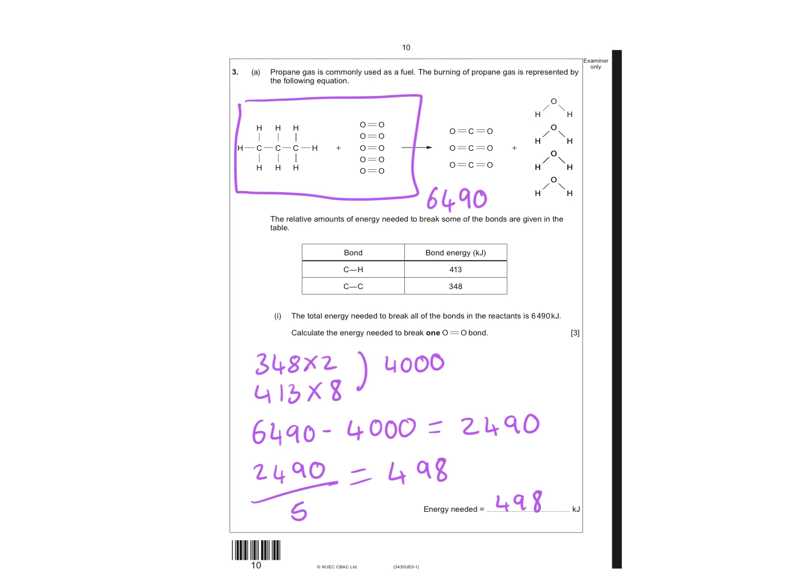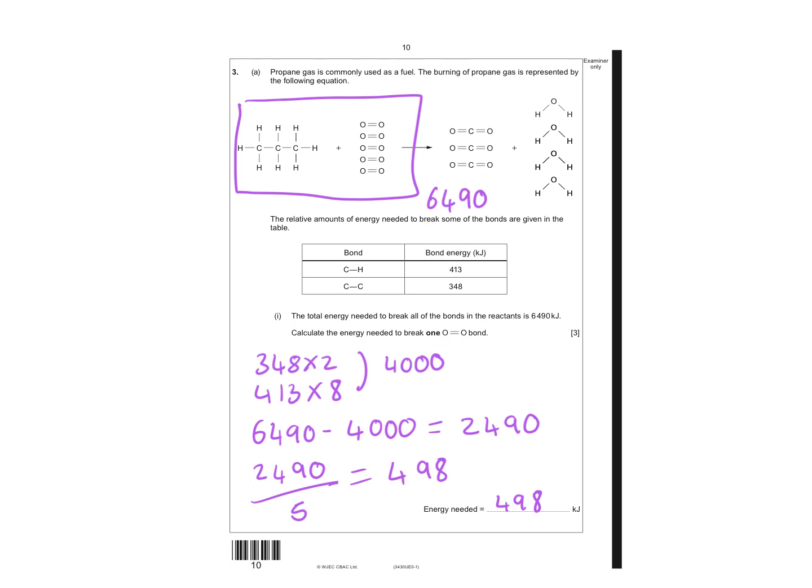Lovely little bit of exothermic, endothermic questions now. So propane gas is used as a fuel. The burning of propane gas is represented by the following equation. The relative amounts of energy needed to break some of the bonds are given in the table. The total energy needed to break all the bonds in the reactants, so everything in this square, is 6490. Everything in this square. Calculate the energy needed to break 1 C=O bond.